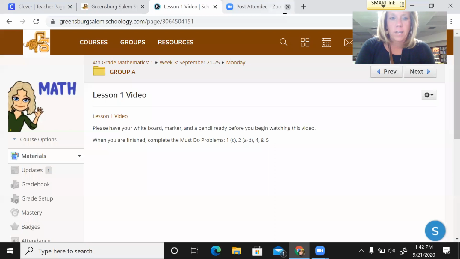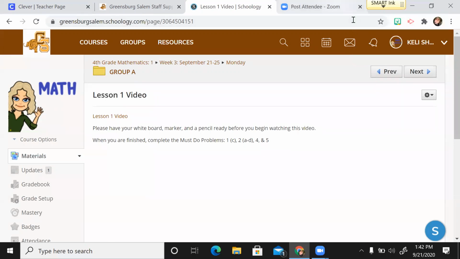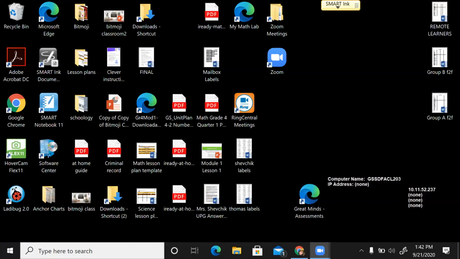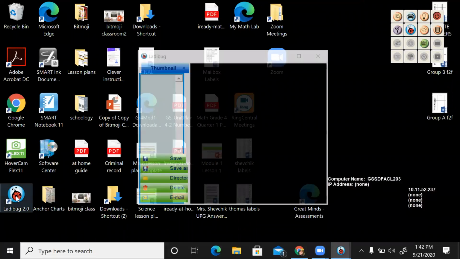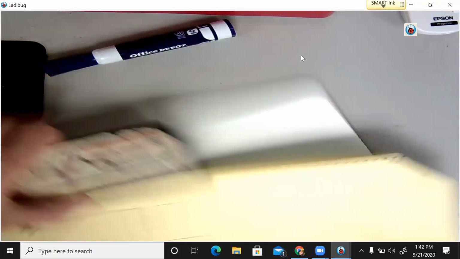Okay, so now I would like you to take out your student workbook, and I'm going to open up. Right here it tells us we're going to start with 1C. So you should be on page 1. I'm going to share my document camera so you can see my work also. Can you guys see my packet now? Good.